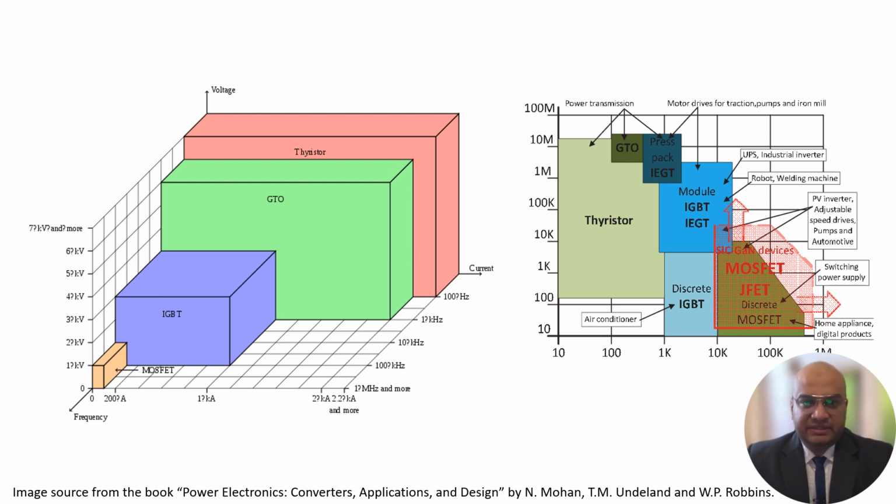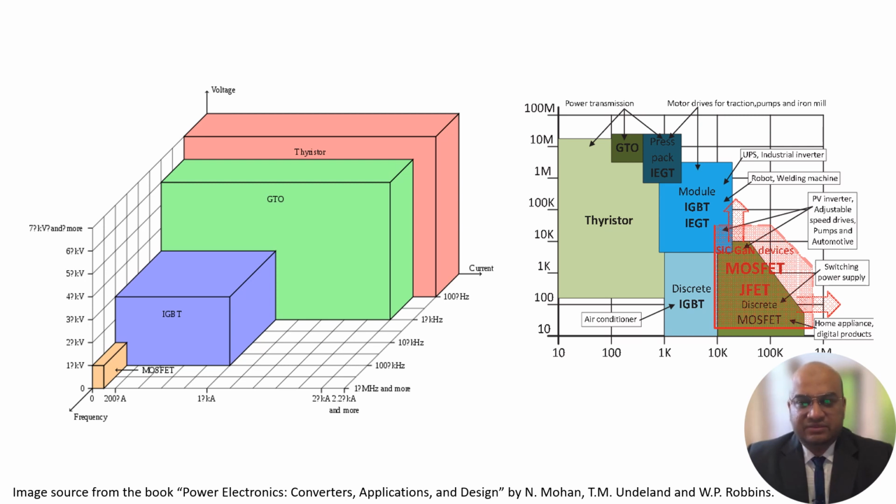So we have seen in this graph that MOSFET, IGBT, GTO and thyristor, these four devices, how they can be classified based on voltage, current and frequency. And on the right hand side, you can see some of the applications of devices such as thyristors, which are basically used in the area of power transmission, and GTO, which is also used in power transmission, motor drive, traction pumps and iron mill.